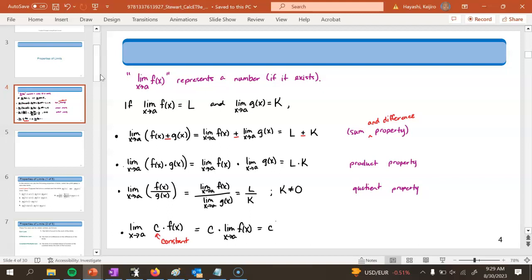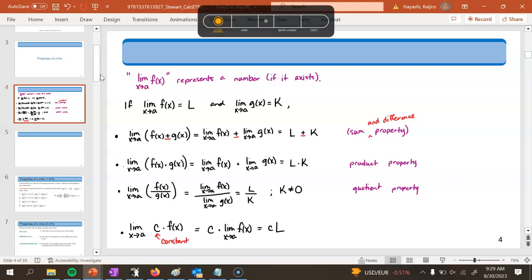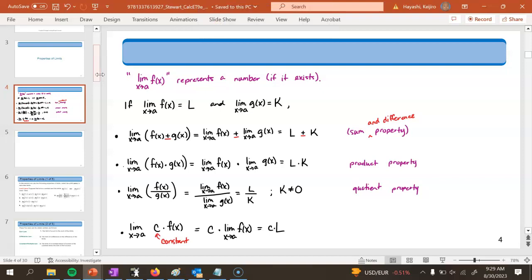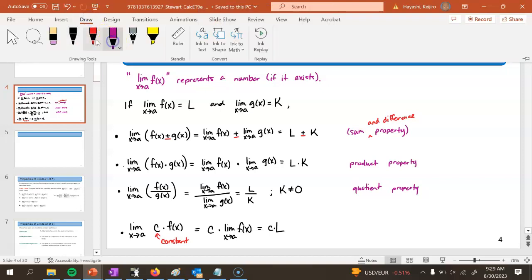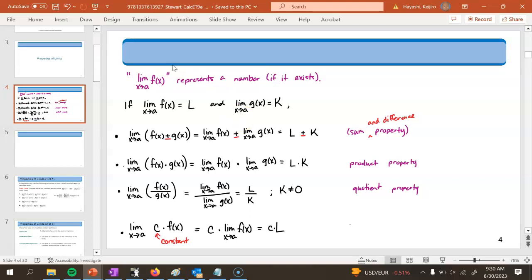Which just equals c times L. So you can move constant multiples out of and into limit statements as much as you want. You can't remove anything with an x, but if it's a constant, rather than a variable, you're totally free to multiply them in and divide them out as much as you want. This is just called the constant multiple property.